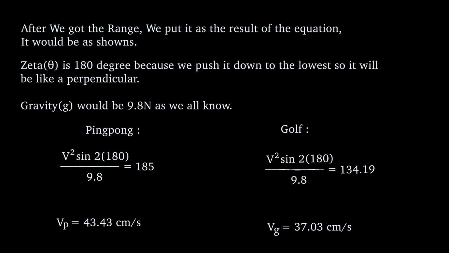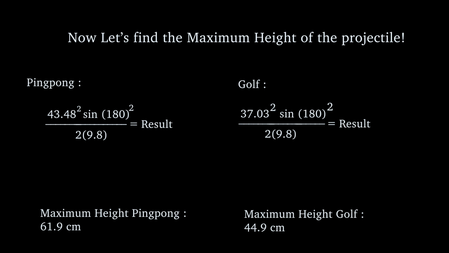After we put it into the equation, the result shows that the ping pong velocity will be 43.43 centimeters per second, and the velocity for the golf ball will be 37.03 centimeters per second. Now let's find the maximum height of the projectile for both. After some calculation, the maximum height for ping pong will be 61.9 centimeters and the maximum height of the golf ball will be 44.9 centimeters.